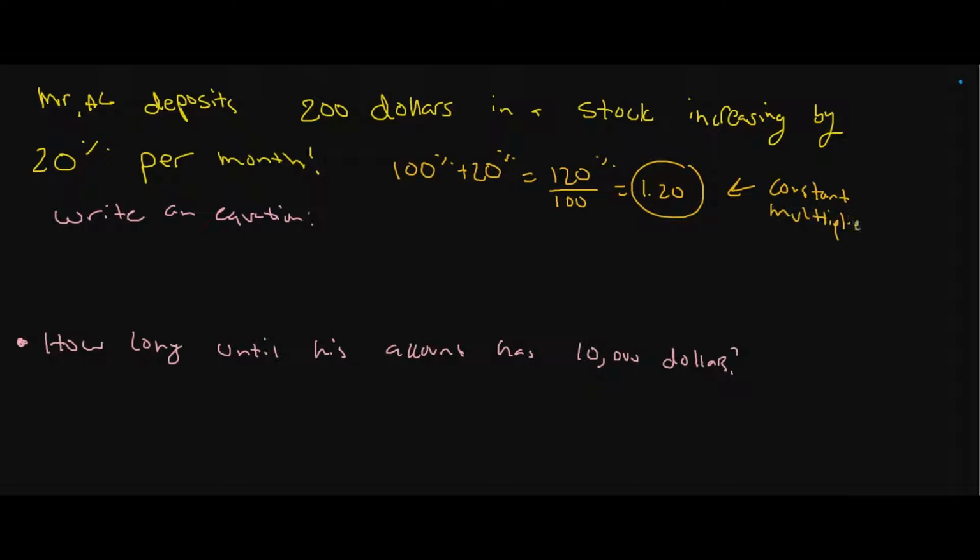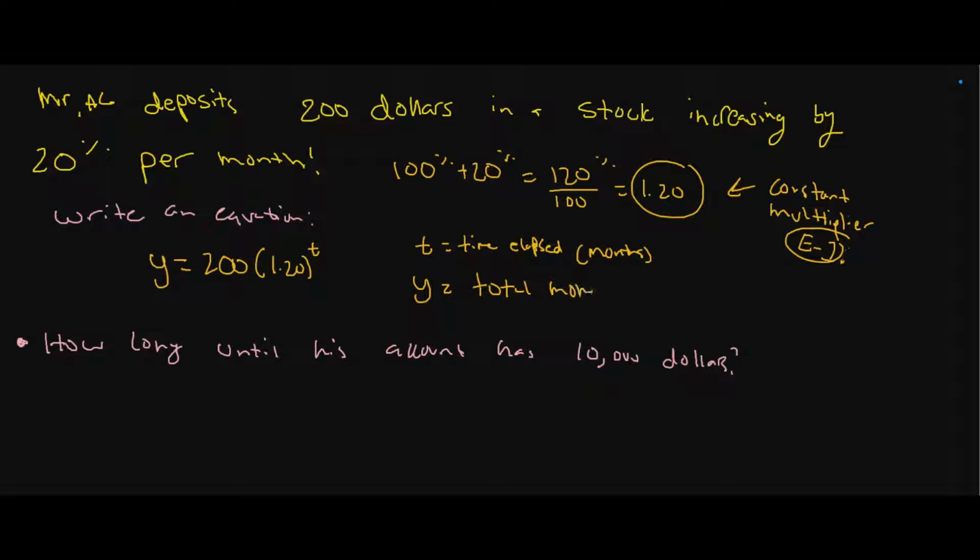If you want to see more in-depth videos on this, I would recommend checking out my category on my playlist called E1. This is where I go over problems like this, but this question down below here is really the logarithmic section. So to write our equation, we got y is equal to 200 times 1.20 raised to the t. Let me label some variables. t is equal to time elapsed, in months. Well, what does y represent? y represents the total money, the total account money, the total amount of that stock.